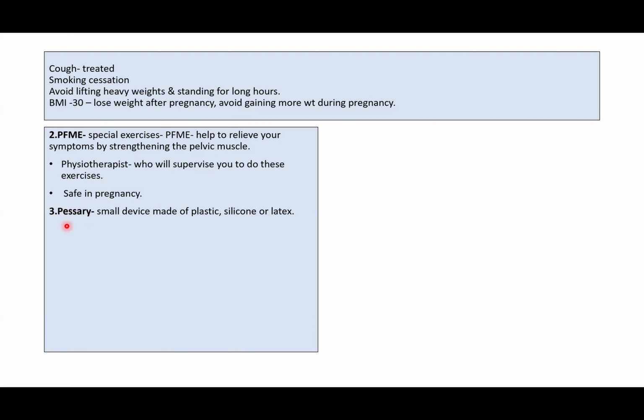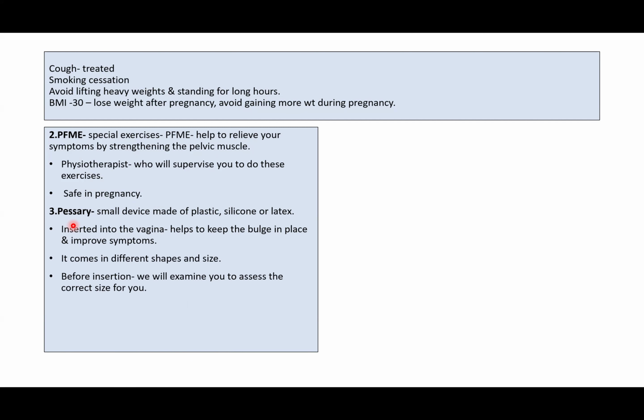Okay. Tell her about the pessary, that we have a small device made of plastic, silicone or latex. It is inserted into the vagina. It helps to keep the bulge in place and improve symptoms. It comes in different shapes and sizes. And before insertion, we will examine you to assess the correct size for you. Would you like me to tell more about the pessary? So if she says yes, it means that there are some concerns about the pessary. So follow her agenda. Then go on with the pessary.